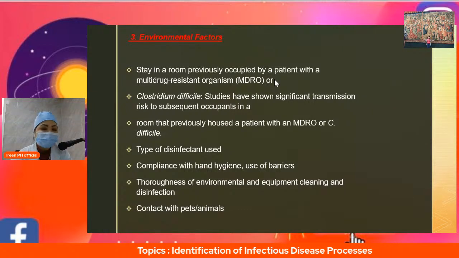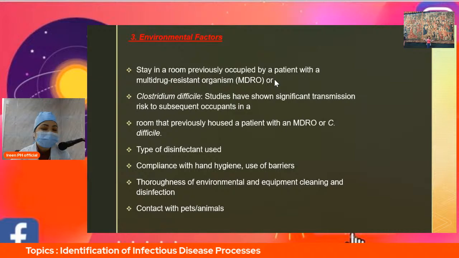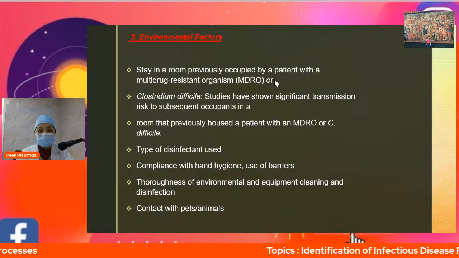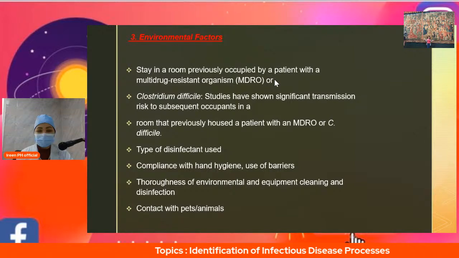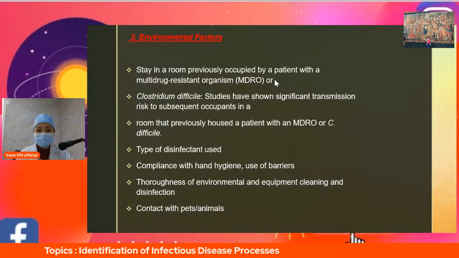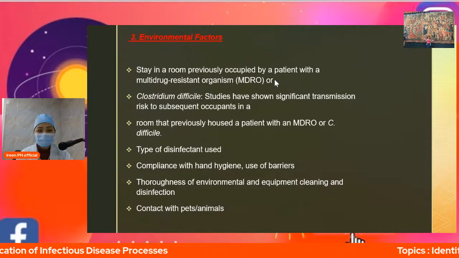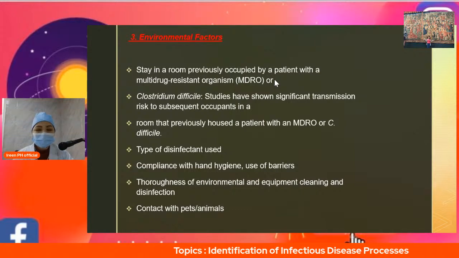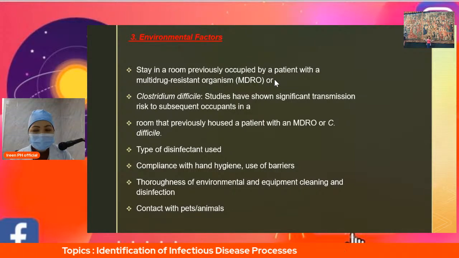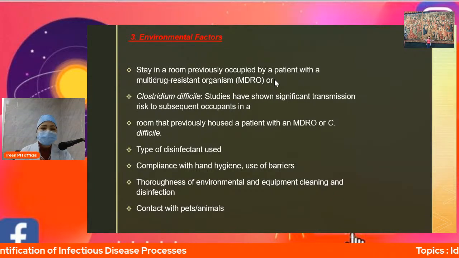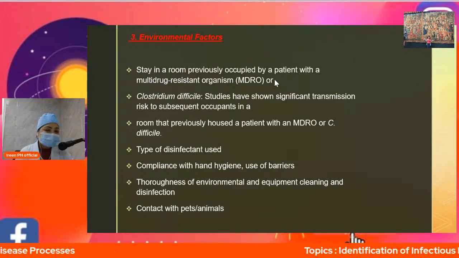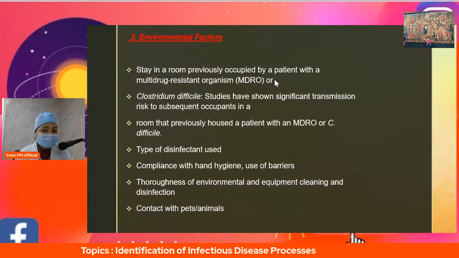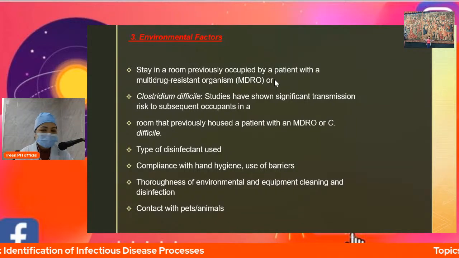I told you we are now more on theoretical discussions, so I mentioned all the types of pathogens described in these infectious disease processes. We continue. Clostridium difficile studies have shown significant transmission risk to subsequent occupants in a room that previously housed a patient with an MDRO or CD.